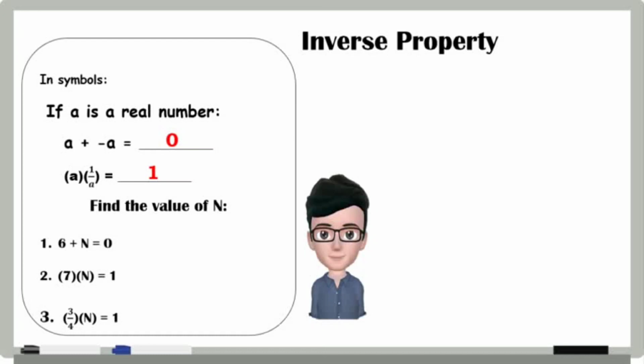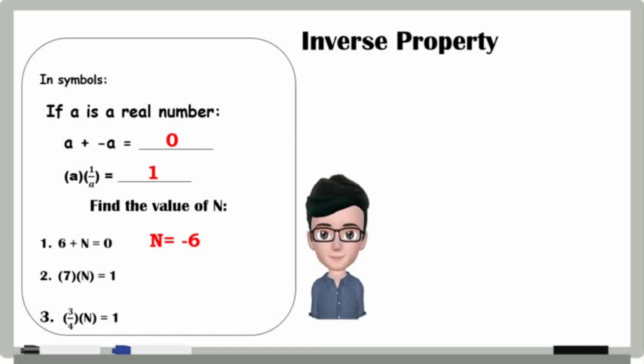Now, let us apply inverse property to find the value of n. For number 1, 6 plus n equals 0. What is the value of n? Negative 6. Type of negative 6 and 6?